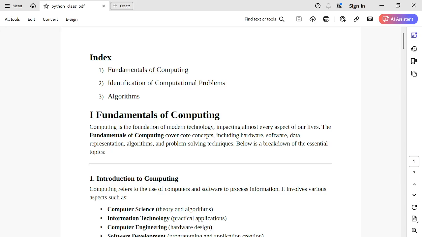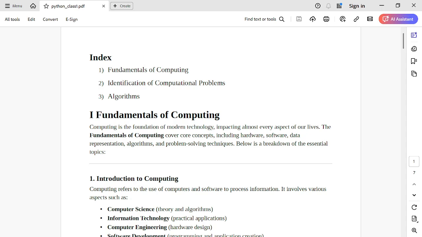Hello students. Today we are going to see these three topics: fundamentals of computing, identification of computational problems, and algorithms. This is the basics for learning a programming language. Before learning a programming language, you should know what computing is, what problems occur during identification of computation, and how to solve those problems. These are the basic needs, and we will cover these three topics in this session.